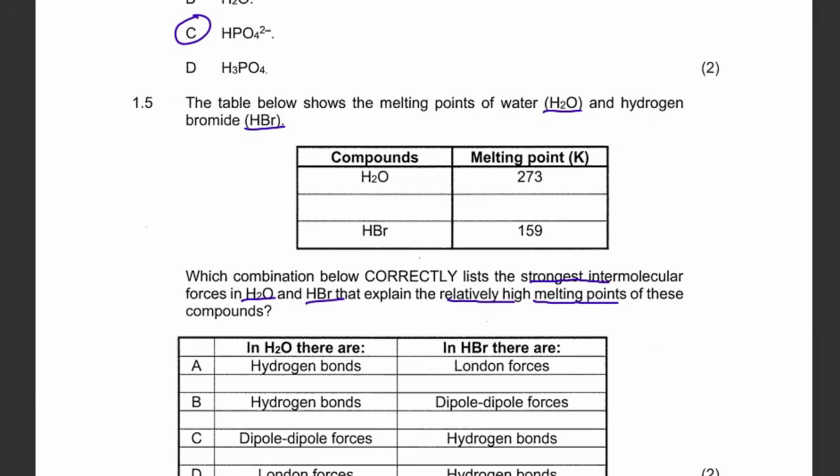So option A says hydrogen bonds in H2O. Yes, H2O actually has hydrogen bonds. That's correct. Then in HBr, it says there are London forces. Remember, when it comes to hydrogen bonds, what we actually need is F-O-N. When these are bonded with hydrogen, that's what we refer to as hydrogen bonds.